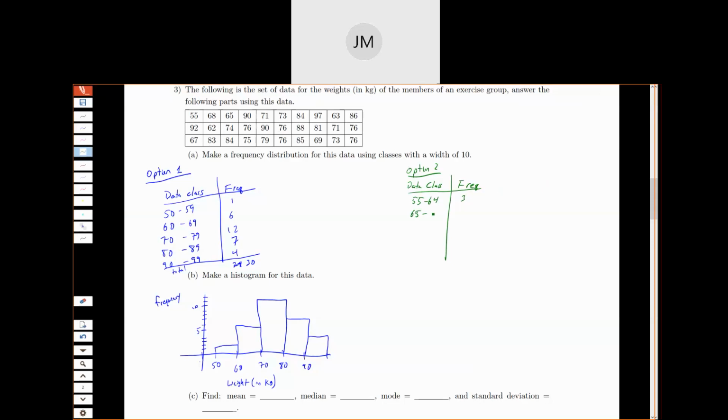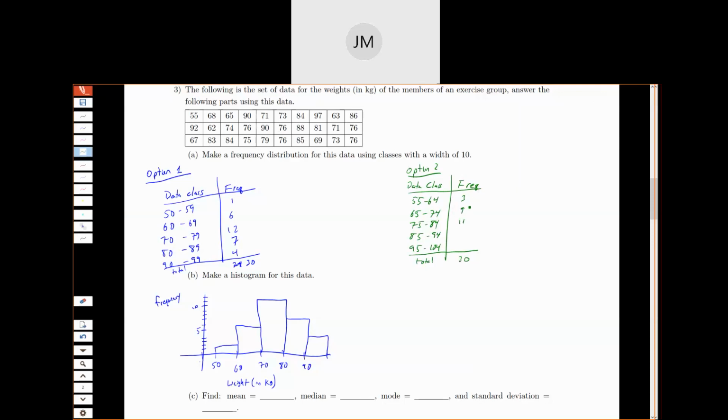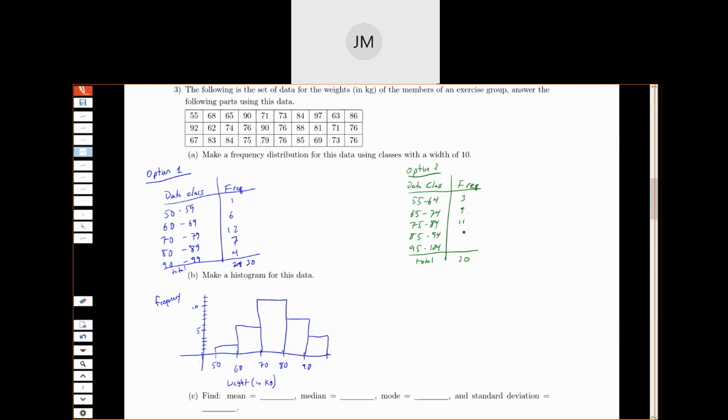So then we have 65 to 74, 75 to 84, 85 to 94, 95 to 104. That should give me a total of 30. So the one that starts at 65 has 9 and 11. Then 6 and then 1.